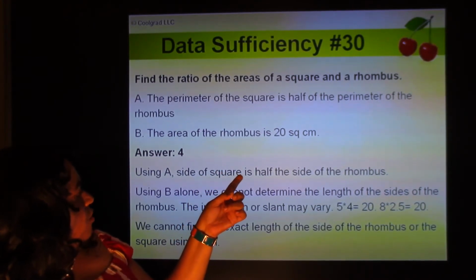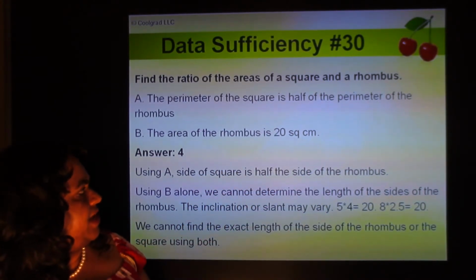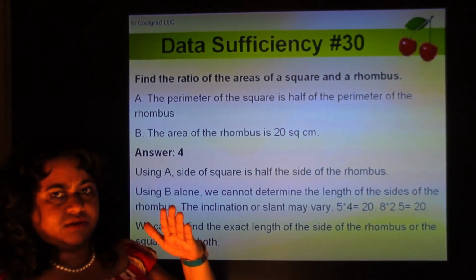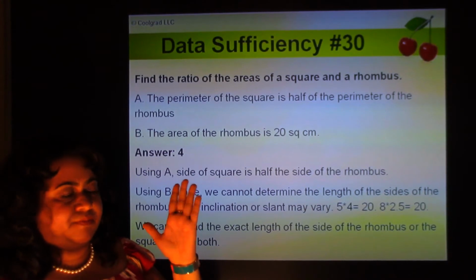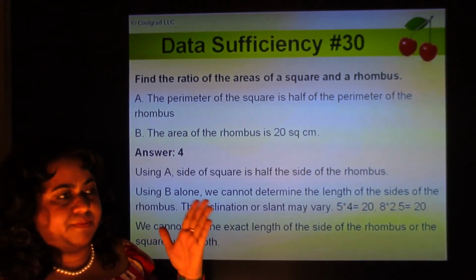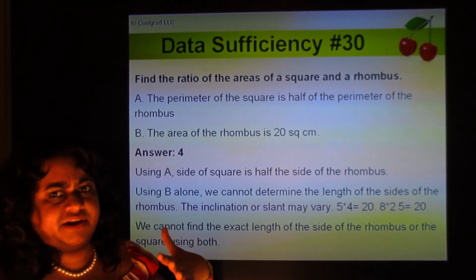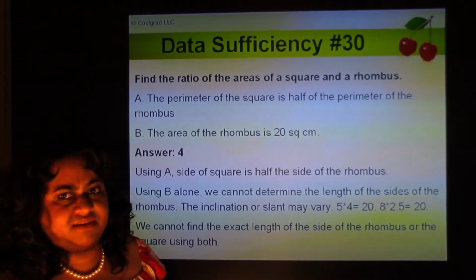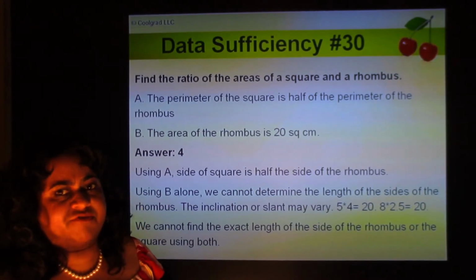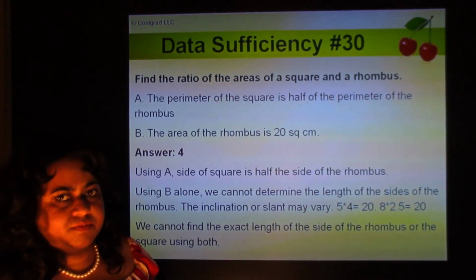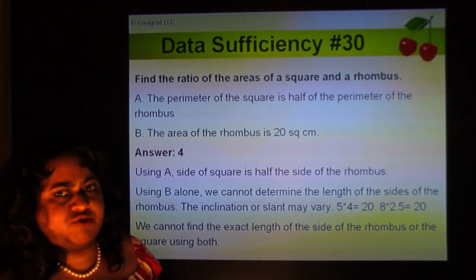But using this, we cannot comment on the area of the rhombus because we don't know the angle of inclination. It might be inclined at 60 degrees, the rhombus might also be a square, or the rhombus might be inclined at like 30 degrees or 20 degrees, we don't know. And the area will differ in each case, right? Because the height of the rhombus will be different. So we just know the ratio of the length of their sides. We don't know the ratio of their areas.